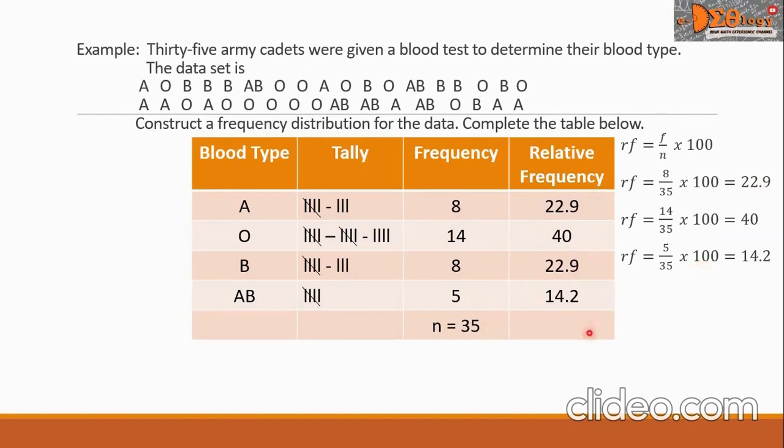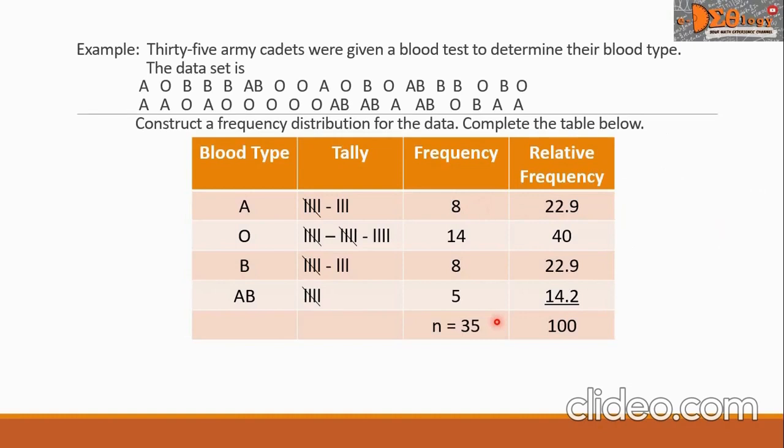And then let us take the summation of the relative frequency, and this must be equal to 100. By the way, the relative frequency of each category describes the frequency of the category in relation to the total frequency. And this is our final answer.